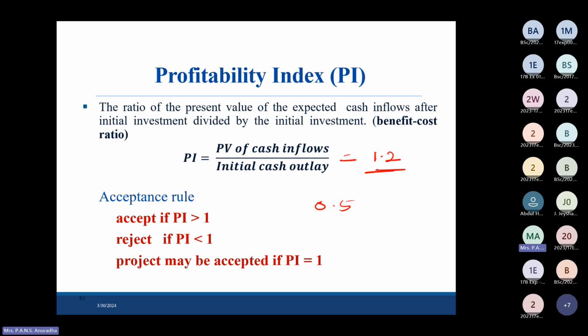Remember, in a conventional type project, when the PI index is greater than 1, NPV is always positive. When the profitability index is less than 1, NPV is always negative. When the profitability index is equal to 1, NPV is 0. So that relationship you can identify in a conventional type project between NPV and the profitability index.